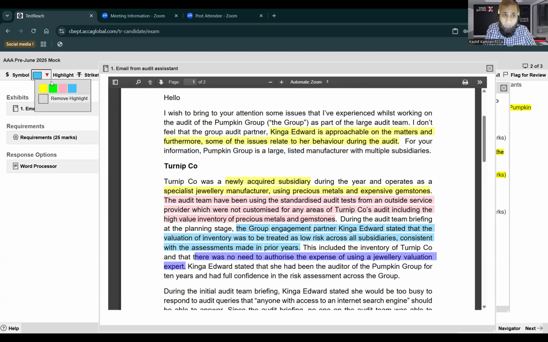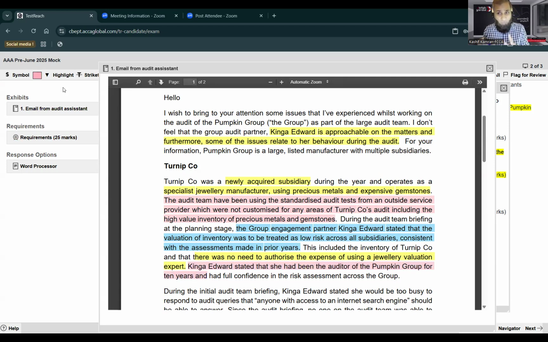So have they used a jewelry valuation expert? No, because there was no need to authorize the expense of using a jewelry valuation expert. So they're not incurring any expense on hiring or using an expert. How strange that is, considering we're dealing with a complex inventory. Kinga stated that she had been the auditor of Pumpkin for 10 years. So she had been the auditor for 10 years and she's so confident about everything. She believes she knows everything about Pumpkin, and that's a very, very wrong approach.